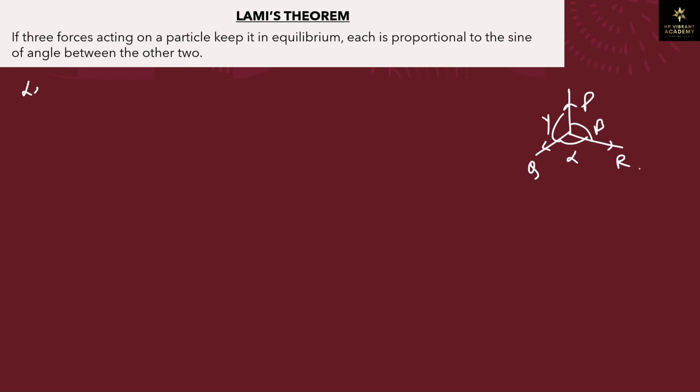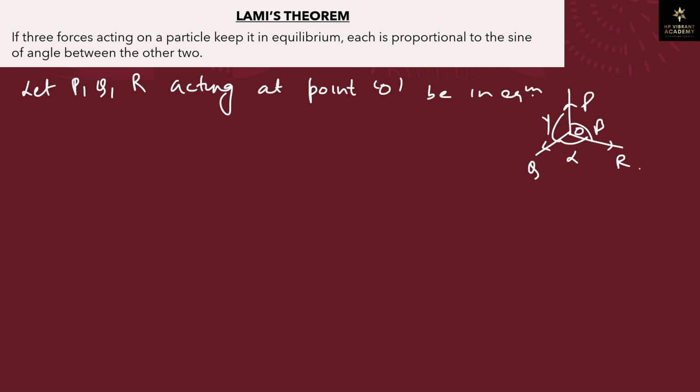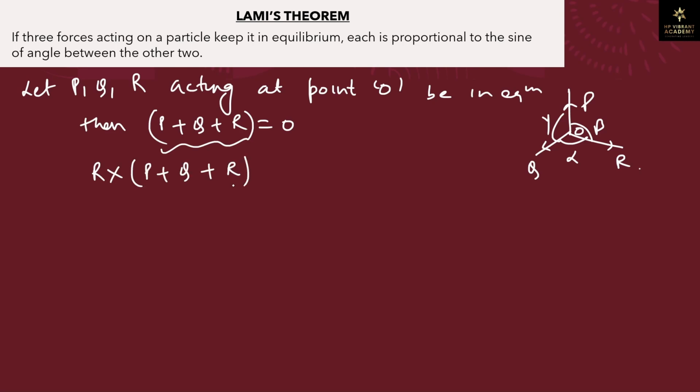So we have P, Q and R acting at a point, let us take this as point O. Let point O be in equilibrium. Then P plus Q plus R is equal to 0. Obviously, let us take the cross product of this expression with R. So we have R cross (P plus Q plus R) is equal to 0, since R cross 0 is 0. Let us take this as equation 1.